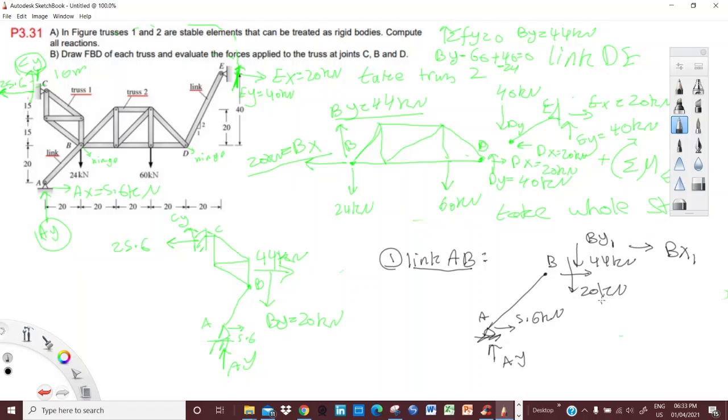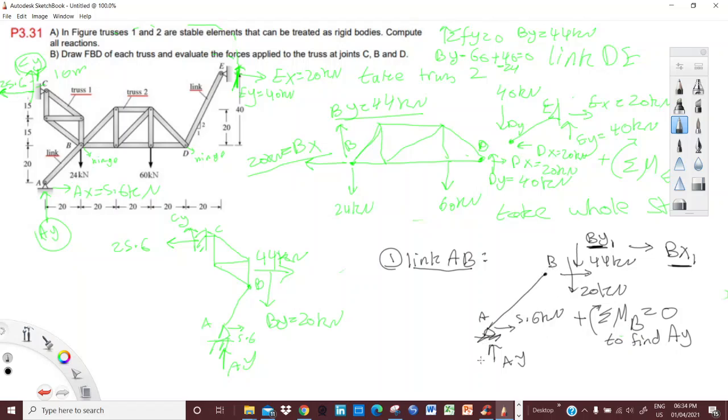In order to make your life easier, take the summation moment at B in order to find Ay, because it will be easier, because you're going to break all of these. Because if you want to do By1 and Bx1, you will say Fx, you need to do Fx in order to find Bx1. Then you need to find the moment at A to find By1. It will take time actually. So let's find the summation moment at B to find Ay.